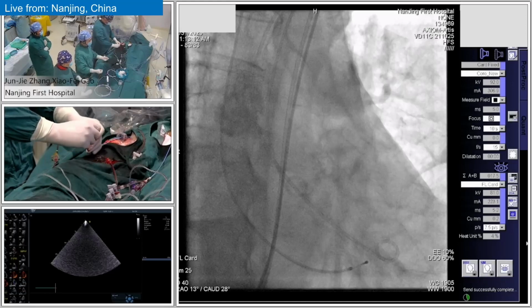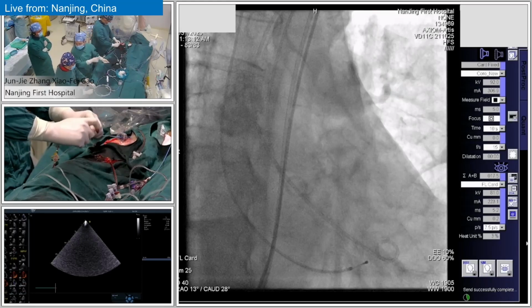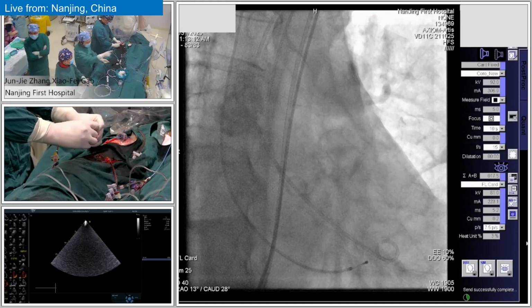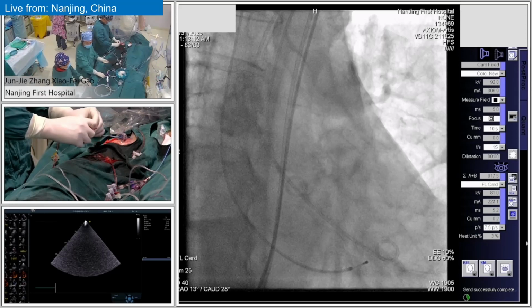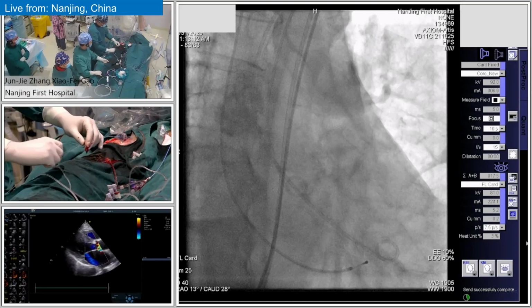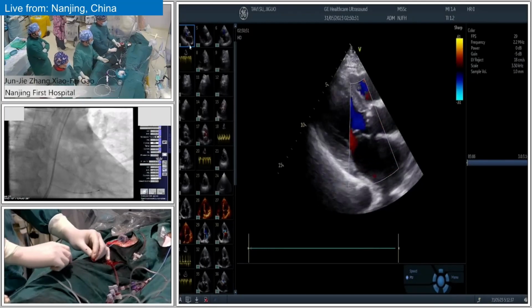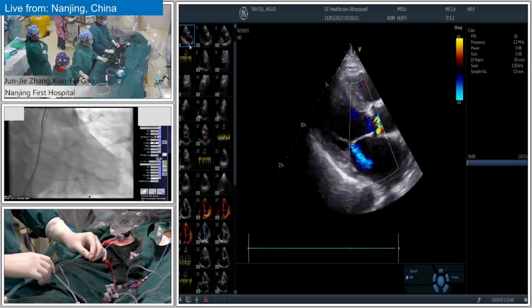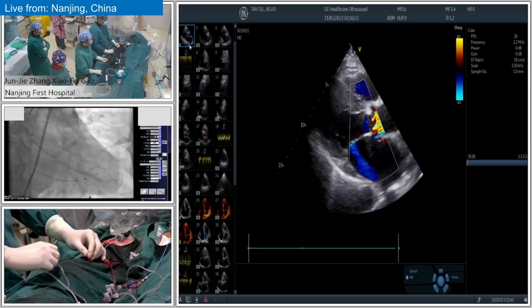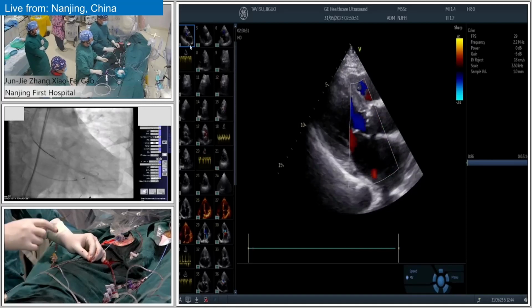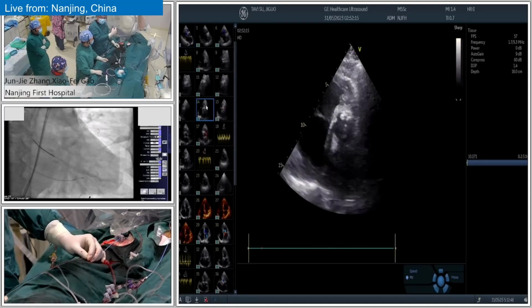So Dr. Zhang Jian, can you introduce the baseline TTE of this case after general anesthesia? Okay, Prof., can you see my screen? Actually, you have thoroughly introduced the situation of the echo of this patient. But one point, can you show the echo? Okay.